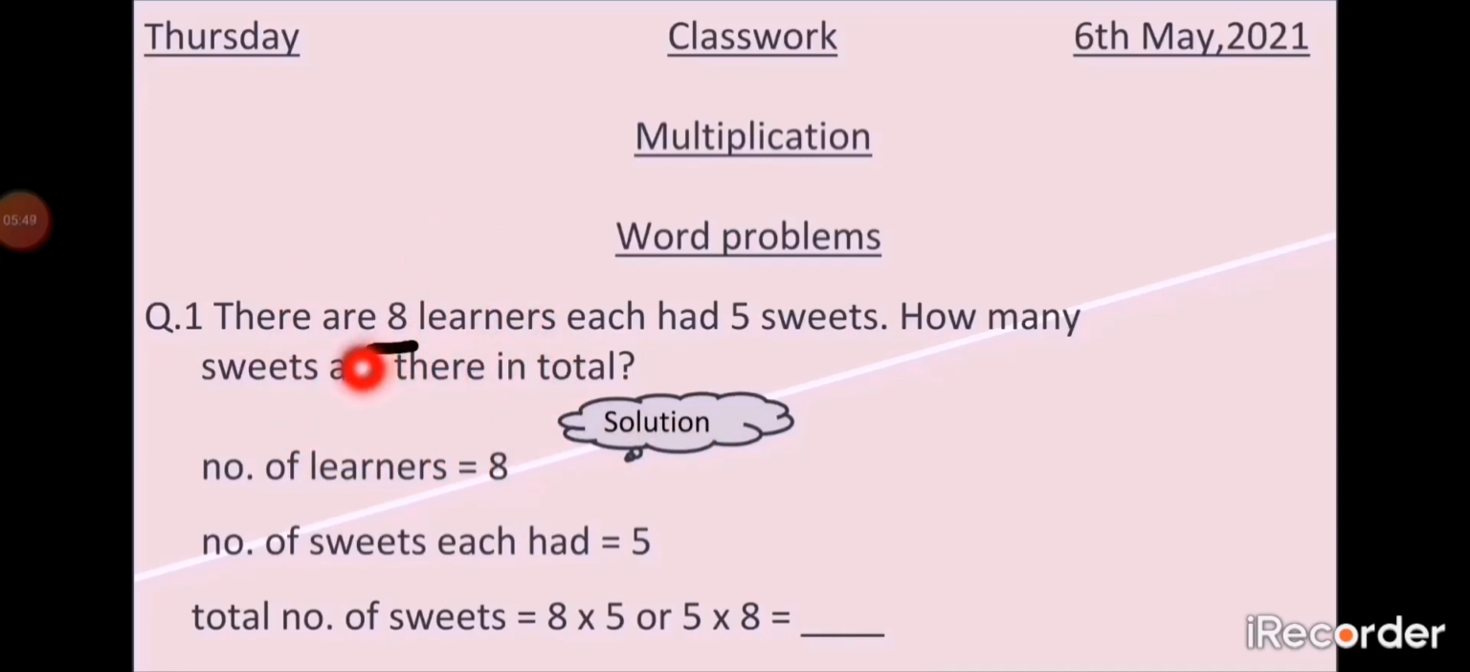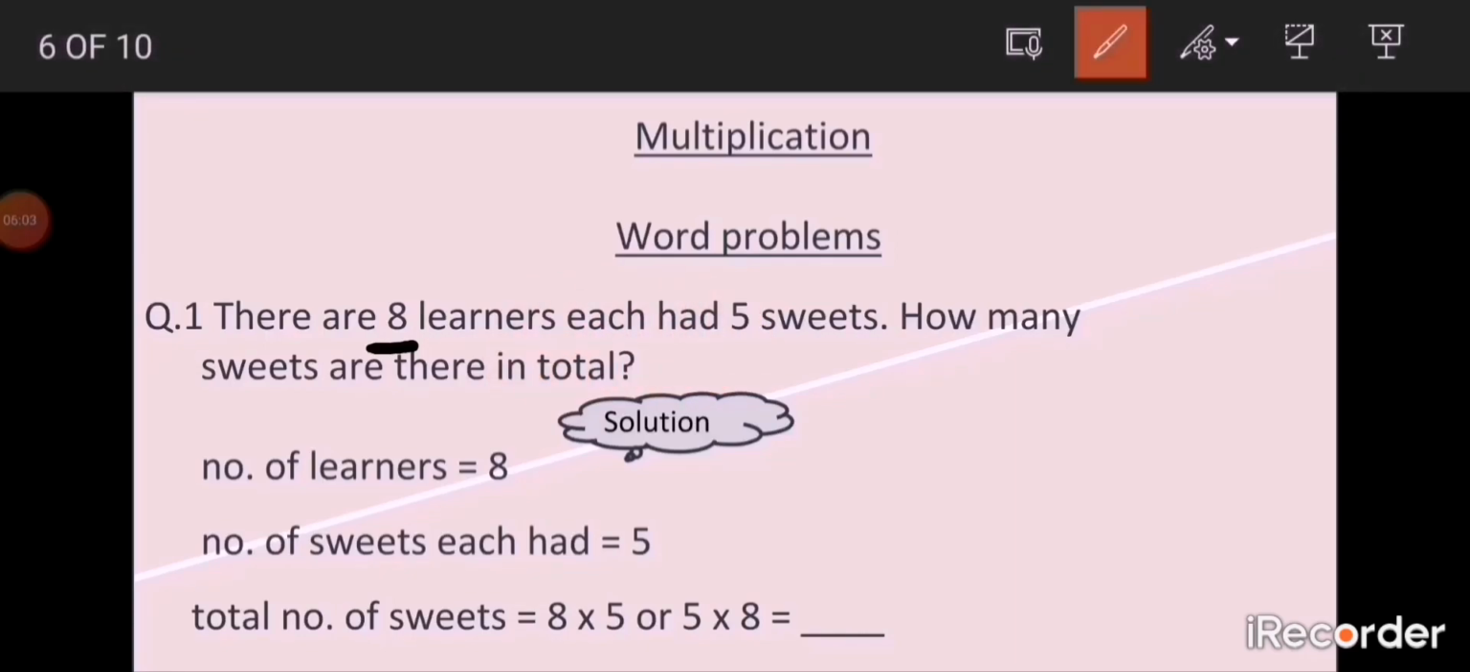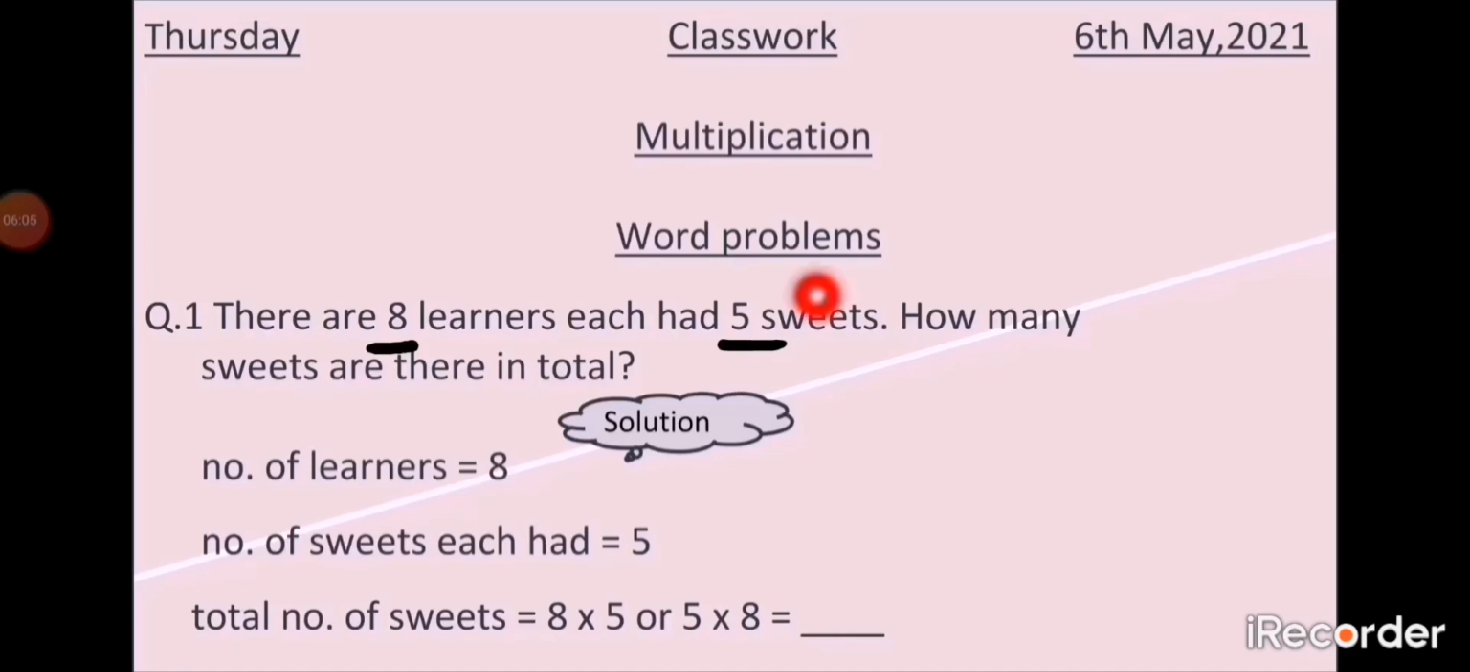So what is present in the question? The first thing is the number 8, and this 8 represents the number of learners. So the first statement I have written here is: number of learners is equal to 8. Now, check out the second number present in the question. The second number is 5. And what is 5? 5 is the 5 sweets each learner had. 8 learners each had 5 sweets. So we write our second statement: number of sweets each had is equal to 5. Now we have done our 2 statements.